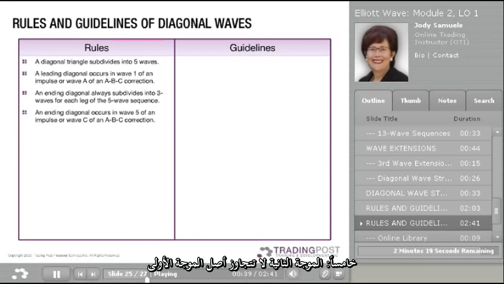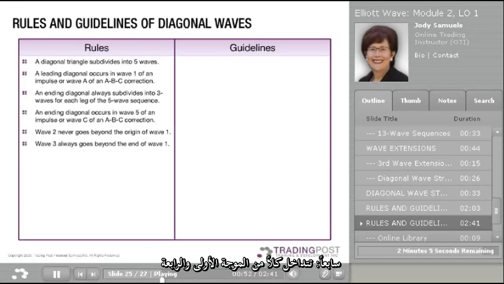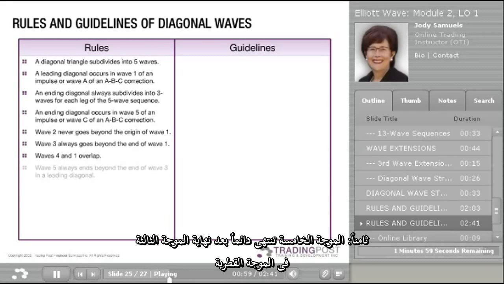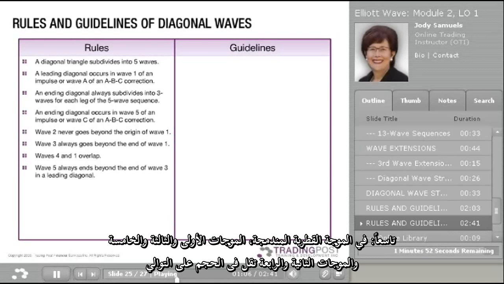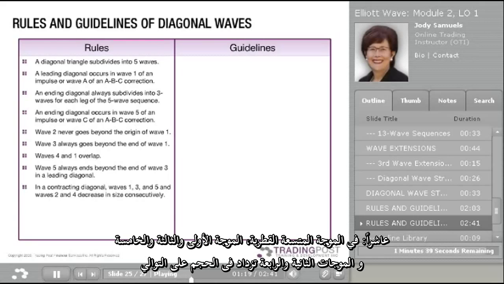5. Wave 2 never goes beyond the origin of wave 1. 6. Wave 3 always goes beyond the end of wave 1. 7. Waves 4 and 1 overlap. 8. Wave 5 always ends beyond the end of wave 3 in a leading diagonal. 9. In a contracting diagonal, waves 1, 3, and 5, and waves 2 and 4 decrease in size consecutively. And 10. In an expanding diagonal, waves 1, 3, and 5, and waves 2 and 4 increase in size consecutively.